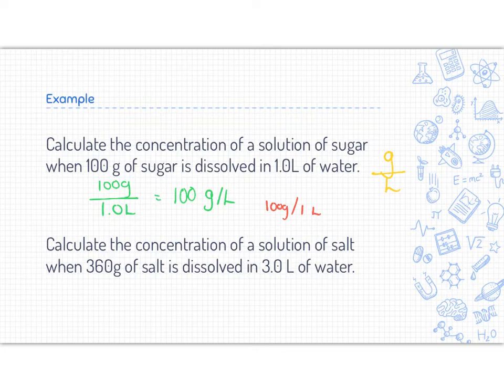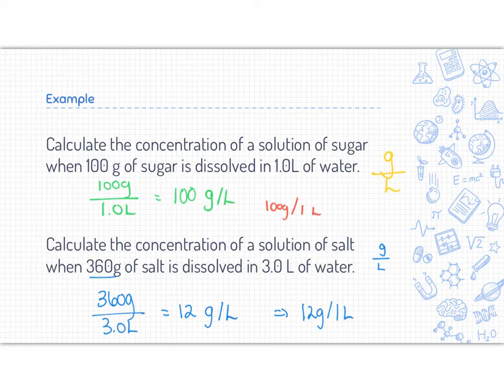Let's calculate the concentration of a solution of salt when 360 grams of salt is dissolved in 3 liters of water. Again, we're looking for a grams per liter, so we're going to divide the grams, 360, by the 3 liters. 360 divided by 3 is 12 grams per liter, which again means 12 grams per 1 liter.